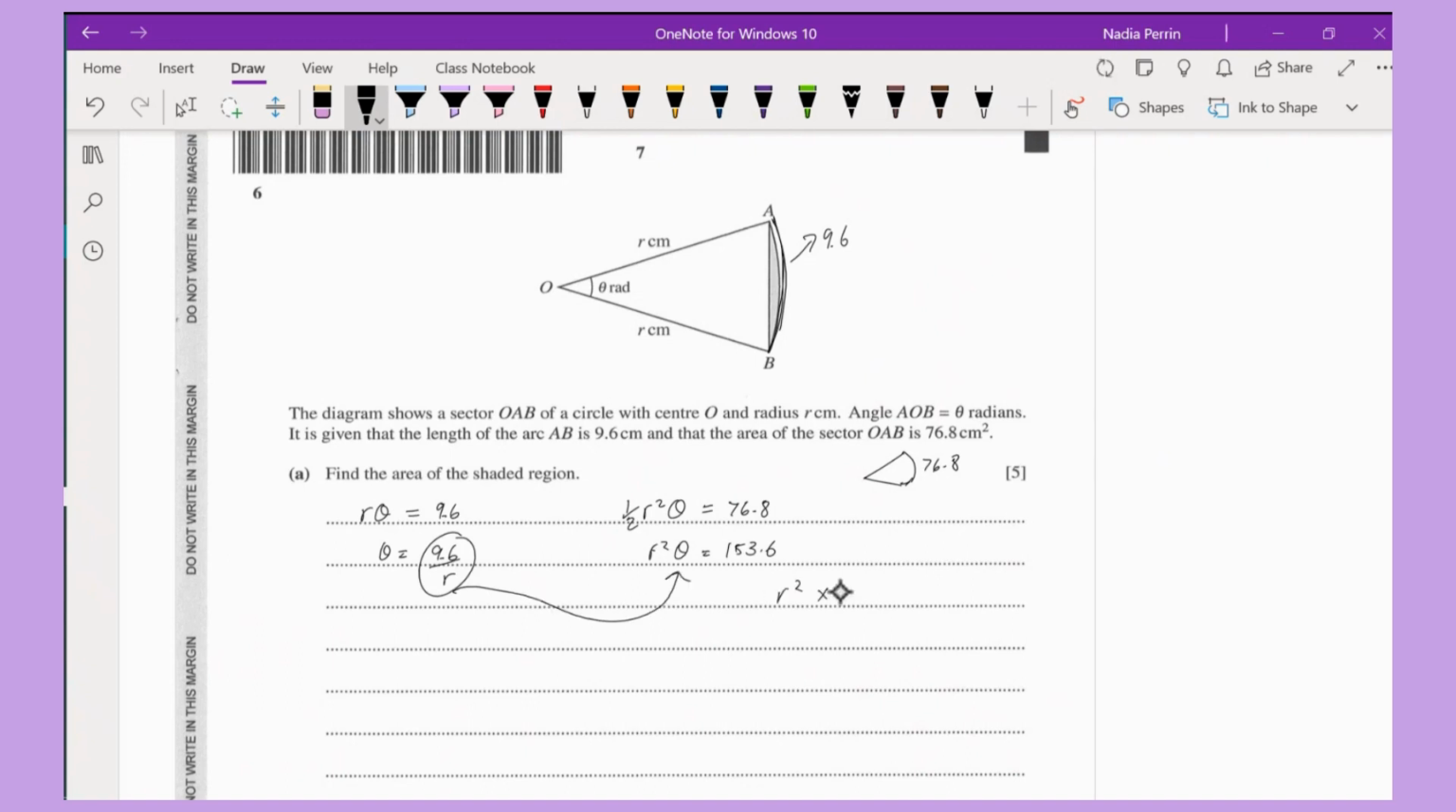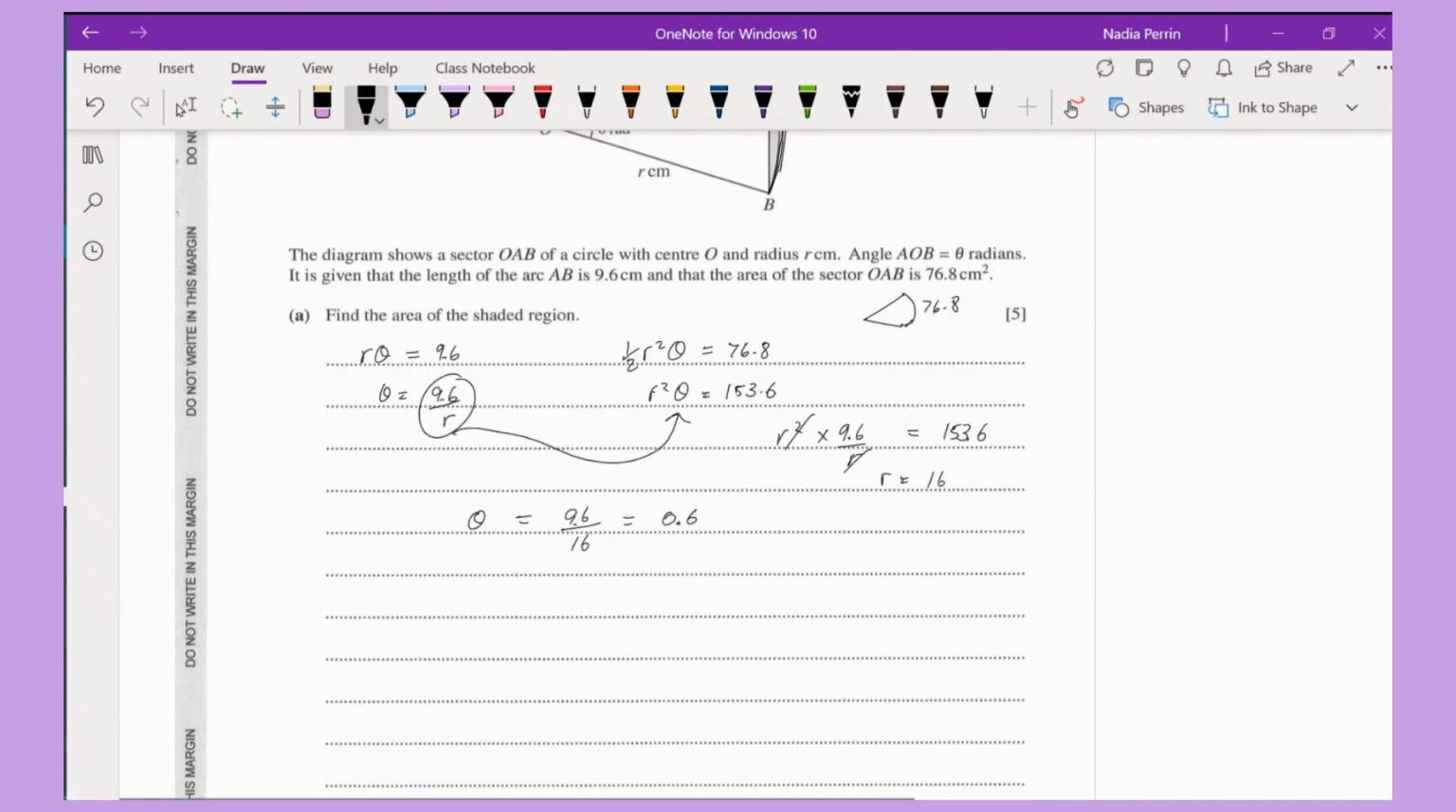So r squared times 9.6 over r equals 153.6. Those cancel out, so that r was beautifully 16. And that meant that theta, just putting it back into the equation, is 9.6 over 16, which equaled 0.6.